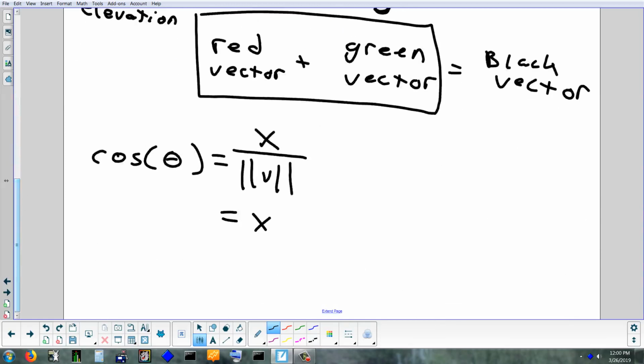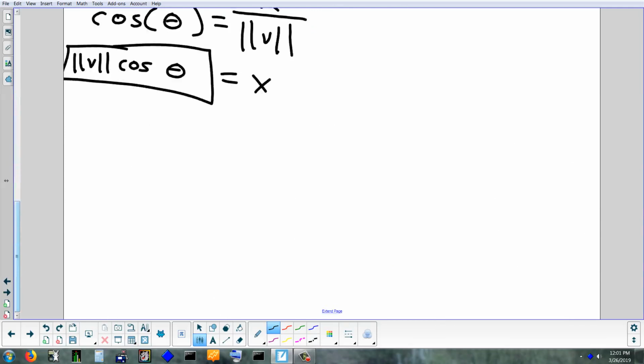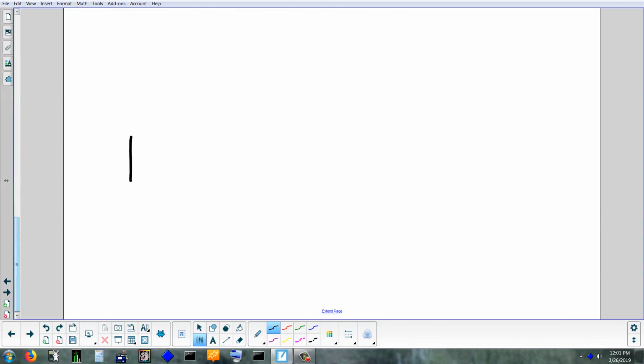Now, how would you get X by itself? And that's going to be the formula for the red vector. Yep, multiply the magnitude times cosine theta. There is the formula for your red vector. Okay, so let's start to put that down here. So we've got magnitude of V, cosine of the angle, theta.